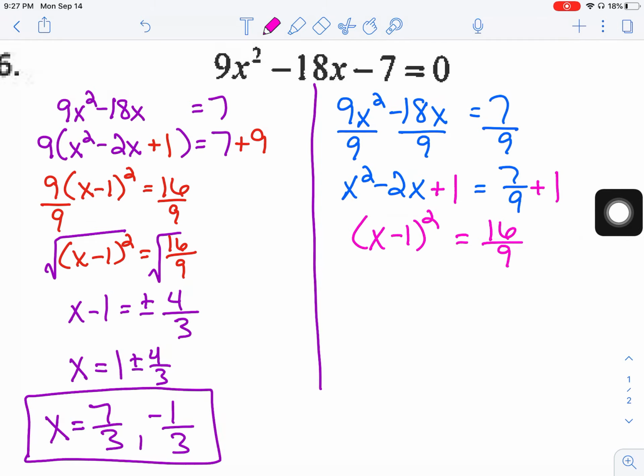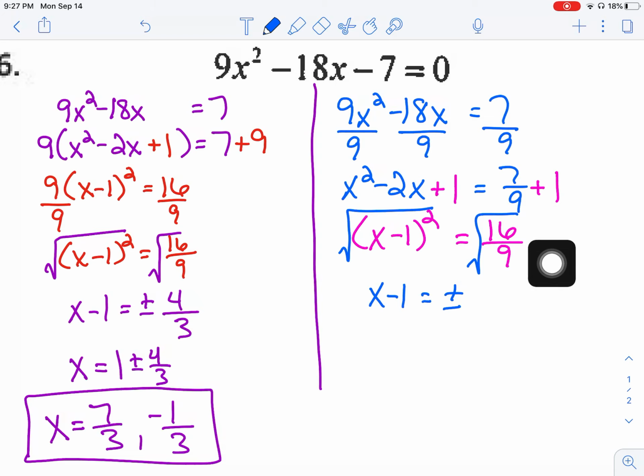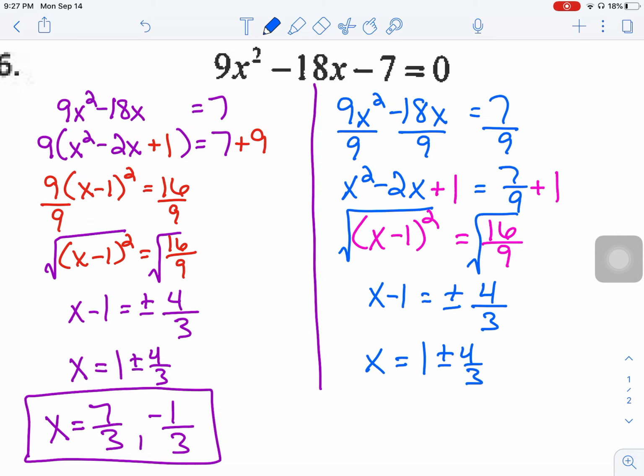And I'll talk you through it one more time just to make sure you're okay. We're going to go ahead and take the square root of both sides. Okay, so I've got x minus 1 here is equal to plus or minus, and you're going to take the square root of the numerator and the square root of the denominator just separately. So that's 4 over 3. To isolate x, we're going to add 1 to both sides, so 1 plus or minus 4/3. And then the last step again, we're going to do 1 plus 4/3, which is 7/3. And 1 minus 4/3 is negative 1/3.